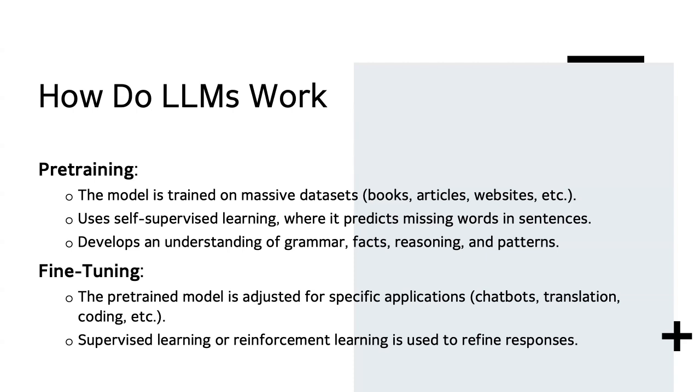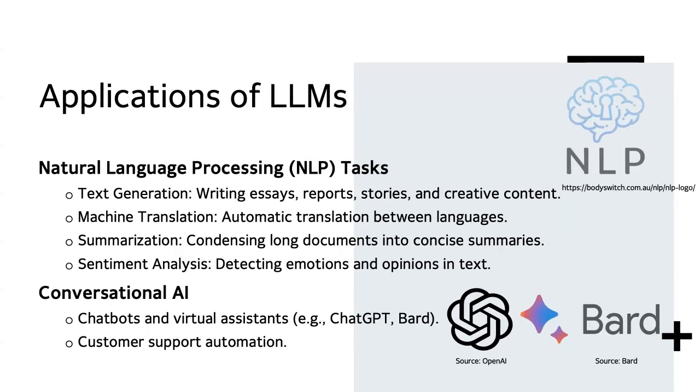We also have fine-tuning, in which a pre-trained model is adjusted for a specific application, like chatbots, translation, coding, etc. Supervised learning or reinforcement learning is used to refine responses. So we first have a pre-trained model, and we use a specific domain dataset to train again so that our LLM models fit better into a specific operation, purpose, or industry. So we have the applications of LLMs.